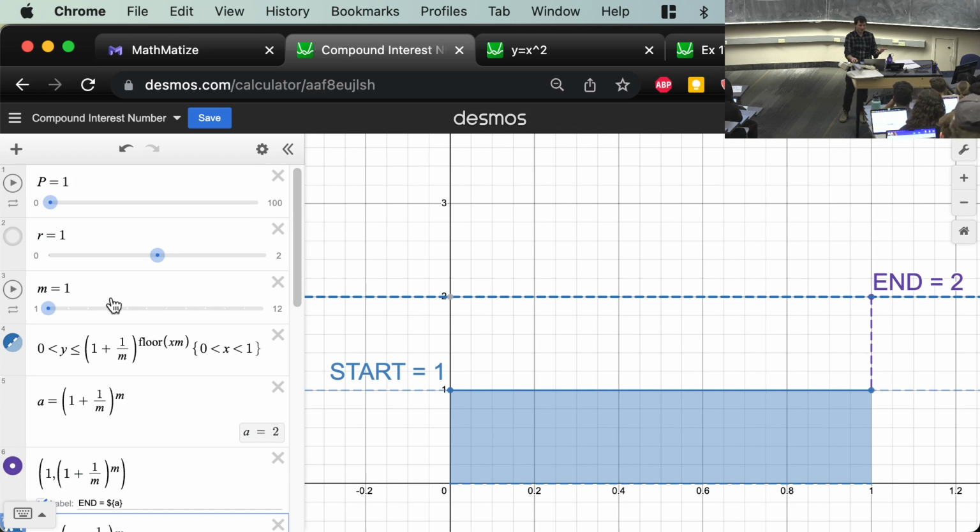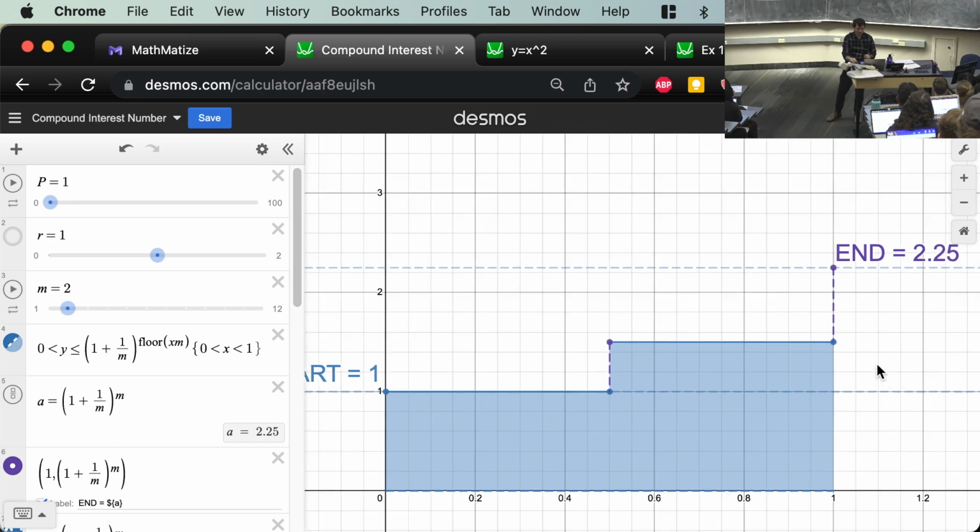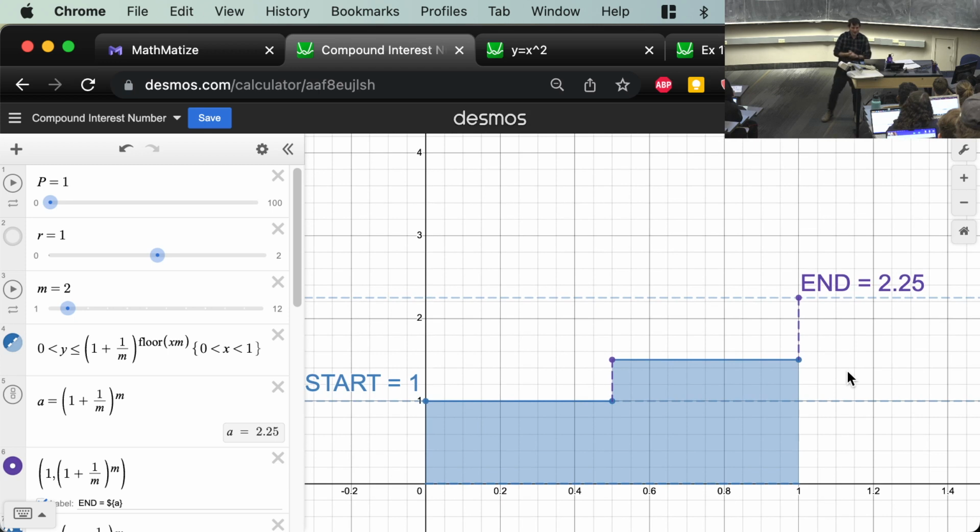OK, so let's do it. I'm going to take the slider for M. I'm going to slide it from 1 and slide it up to 2. And look at what happened. So let me zoom out a little bit more. So we can see this is the graph now. Before we ended at $2. Now we're ending at $2.25. Why are we ending at $2.25?